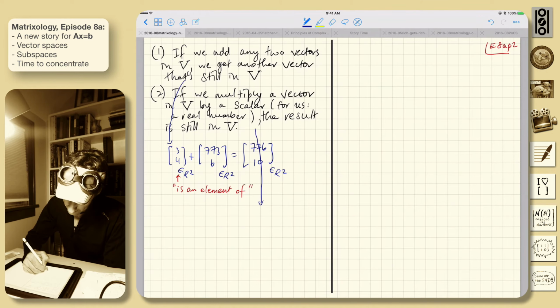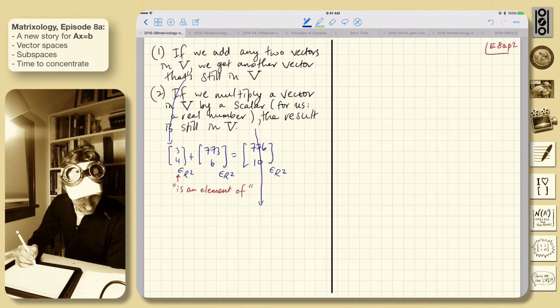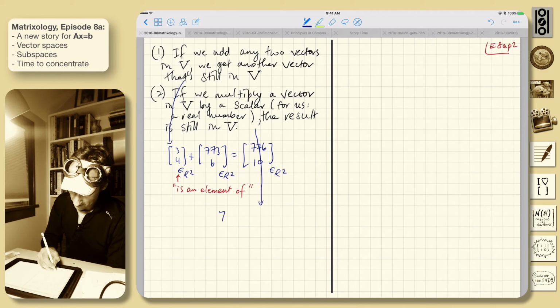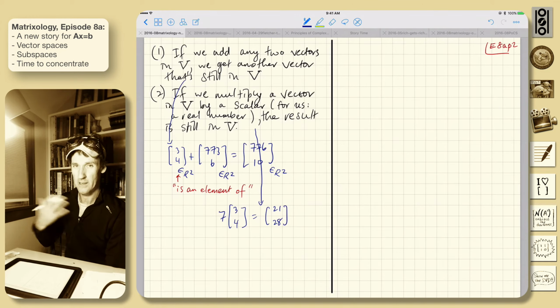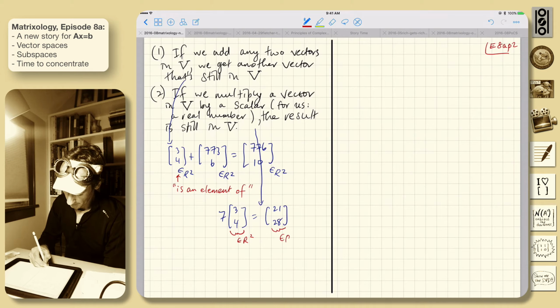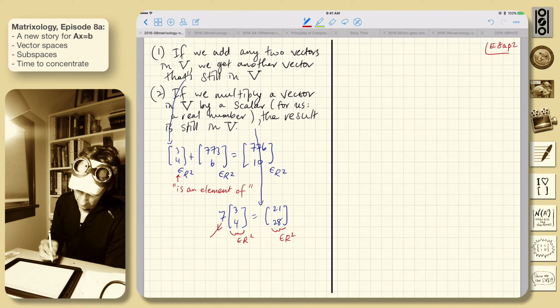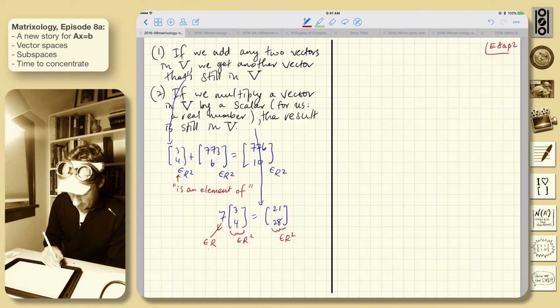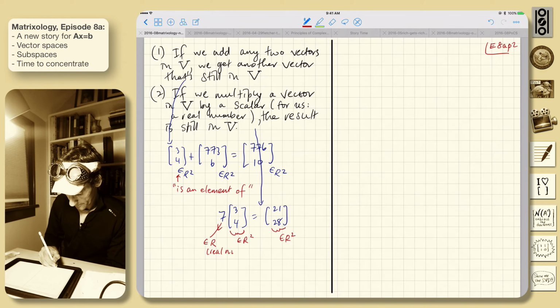The other one is just 7 times 3, 4 equals 21, 28. It's a number, we're multiplying it. Let me be very clear here. This thing is an element of R squared, and this is still an element of R squared. This character, the 7, is an element of R. It's a real number. Real numbers.